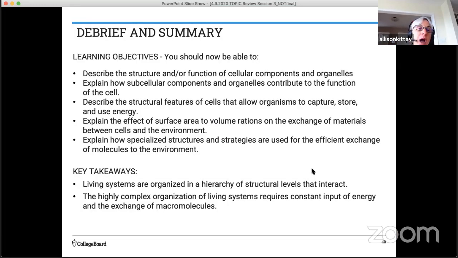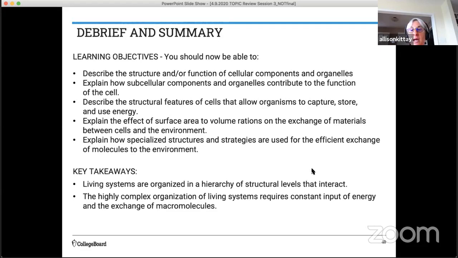All right, so your learning objectives today. You should be able to describe the structure and or function of cellular components and organelles. You should be able to explain how subcellular components and organelles contribute to the function of the cell. You should be able to describe the structural features of cells that allow organisms to capture, store, and use energy. You should be able to explain the effect of surface area to volume ratios on the exchange of materials between cells and the environment. You should be able to explain how specialized structures and strategies are used for the efficient exchange of molecules to the environment.